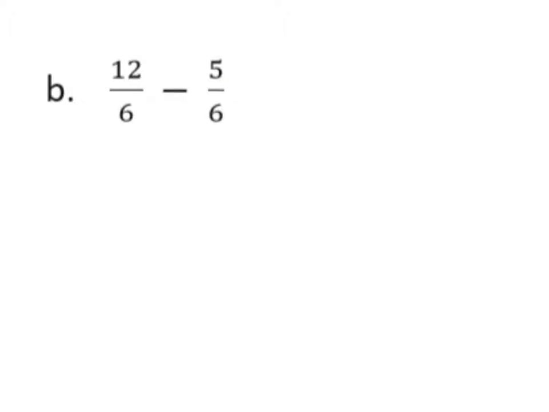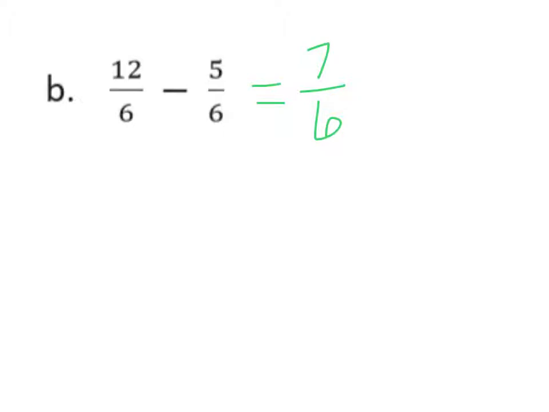Let's look at number 3. It says to solve, and we need to use a number bond to show how to convert the difference to a mixed number. Look at letter B, 12/6 minus 5/6. We need to subtract the numerators first. 12 minus 5 is 7. The denominator stays the same, so that is 6.